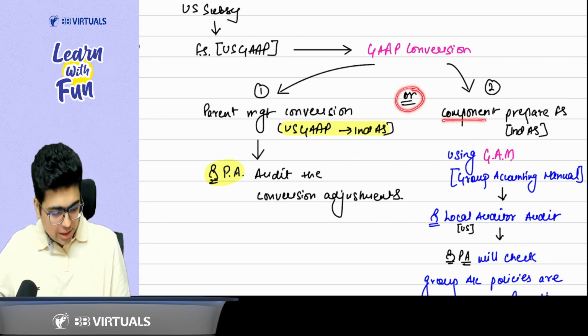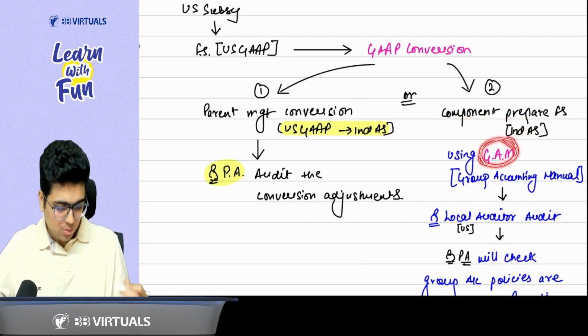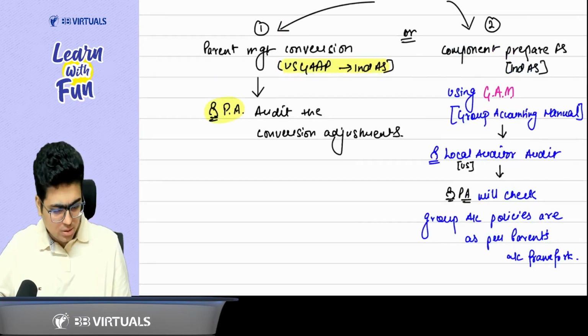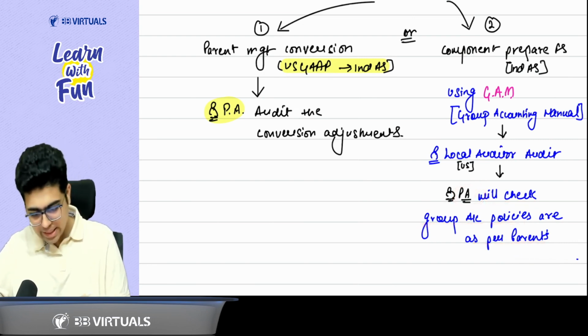Or the component can prepare the financial statement as per Ind AS, that means the parent's GAAP, using the group accounting manual. Okay, sir, GAM. Now, sir, the local auditor will do the audit as per the group accounting manual, and the parent auditor will check whether the group accounting policies are as per the parent's GAAP.